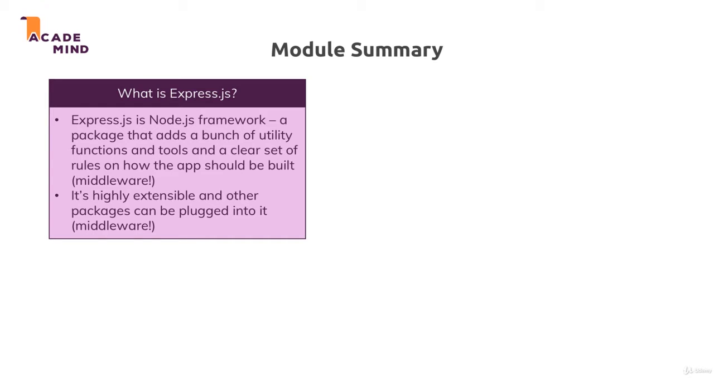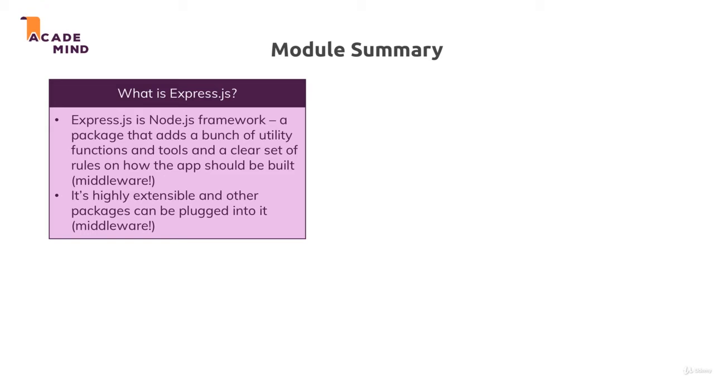We, for example, still use the path core module in this module. But you build up on it and get a bunch of utility functions and a clear set of rules on how you should structure your app. And it's all about middleware and understanding that flow of a request through all the middleware functions.